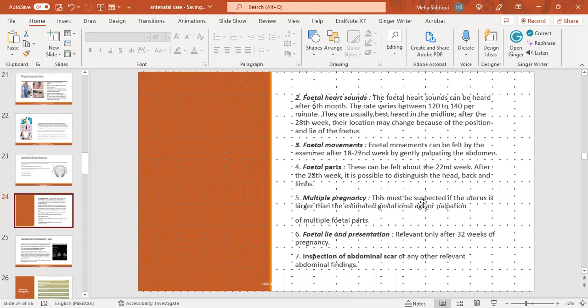Then comes fetal heart sounds. They can be heard after 6 months. The rate varies between 120 to 140 per minute. They are usually best heard in the midline after the 28th week. However, their location changes because of the position and lie of the fetus.